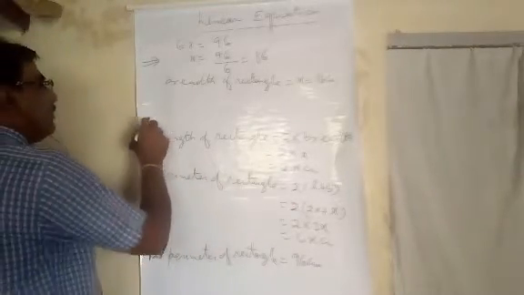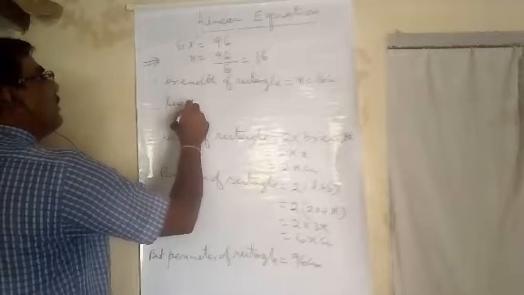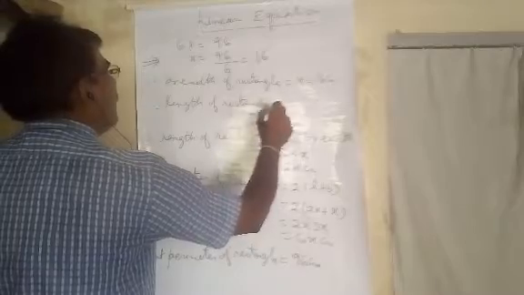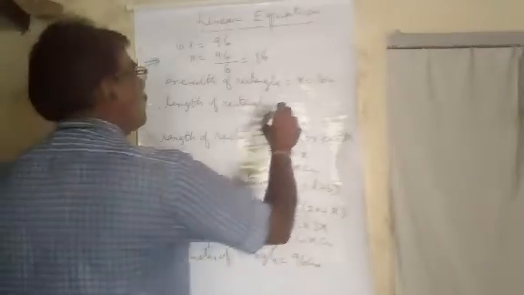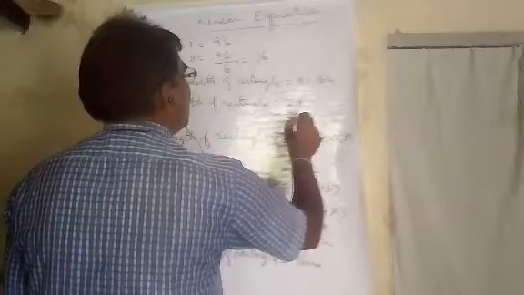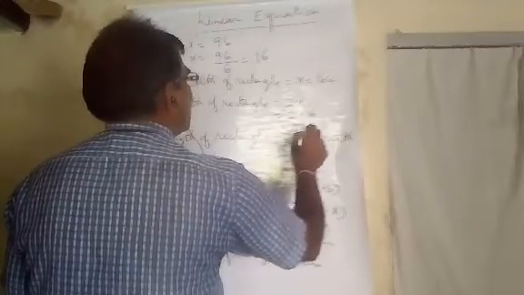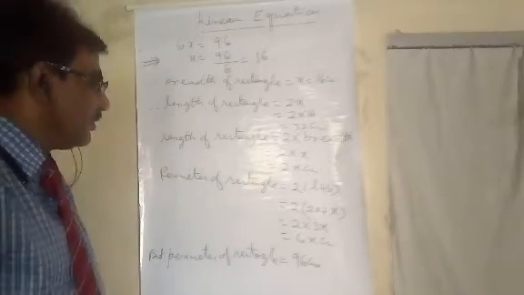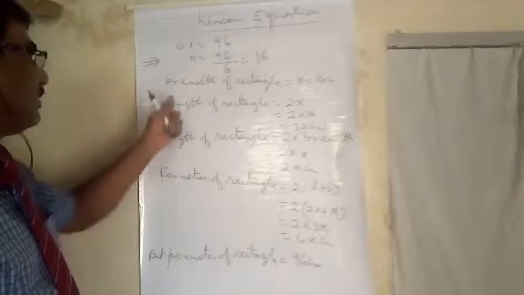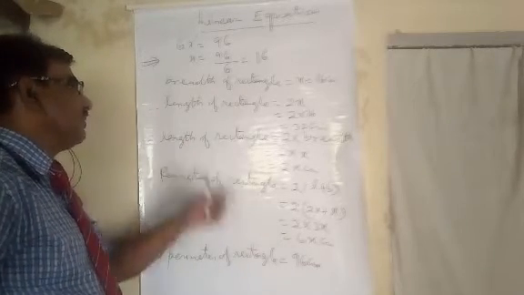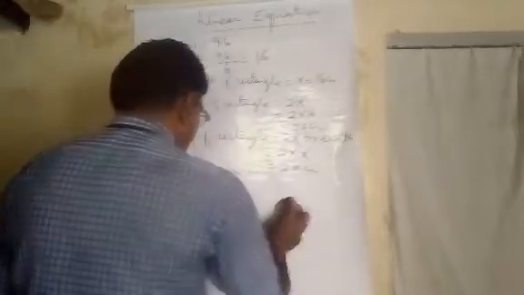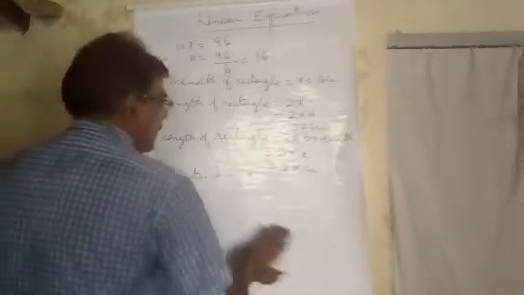Therefore length of rectangle equals 2x equals 2 into 16 equals 32 centimeter. Now this is the length of the rectangle and the breadth of the rectangle. Now I will solve another question related to linear equations used in the perimeter.